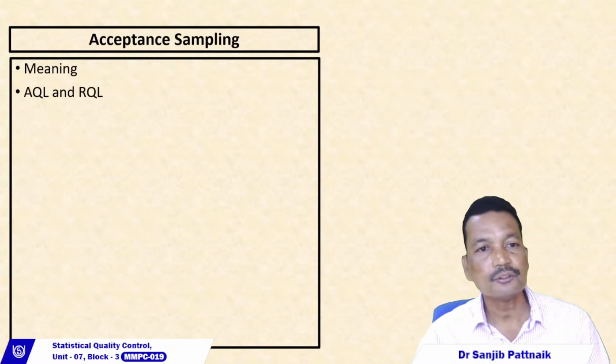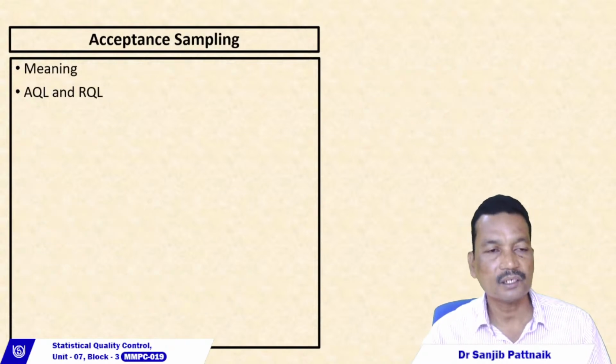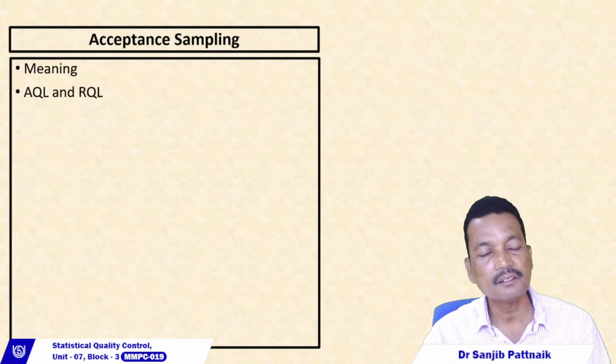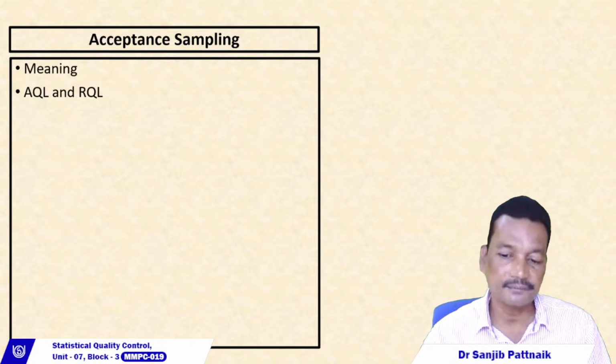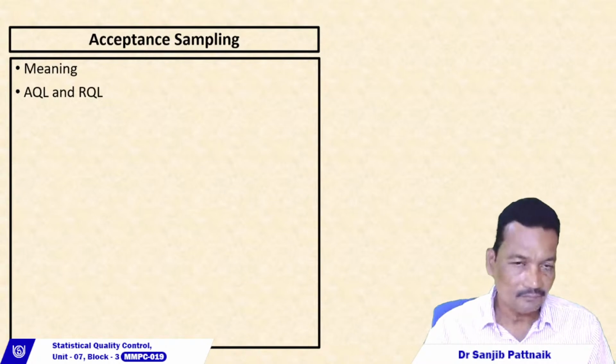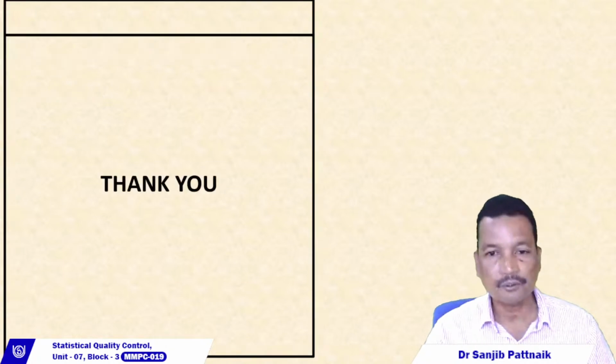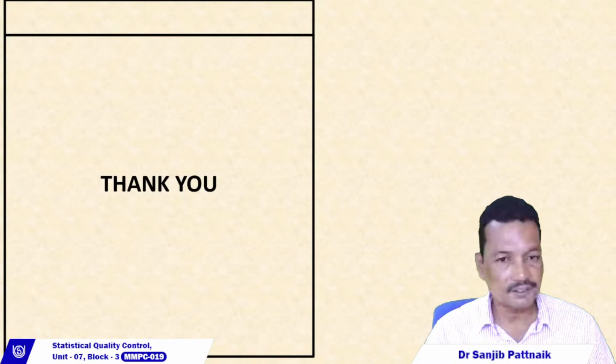You can use also acceptance sampling, where average quality levels or acceptance quality level and rejection quality levels are tested. So taking into view all this, we end our session on the statistical quality control. Thank you.